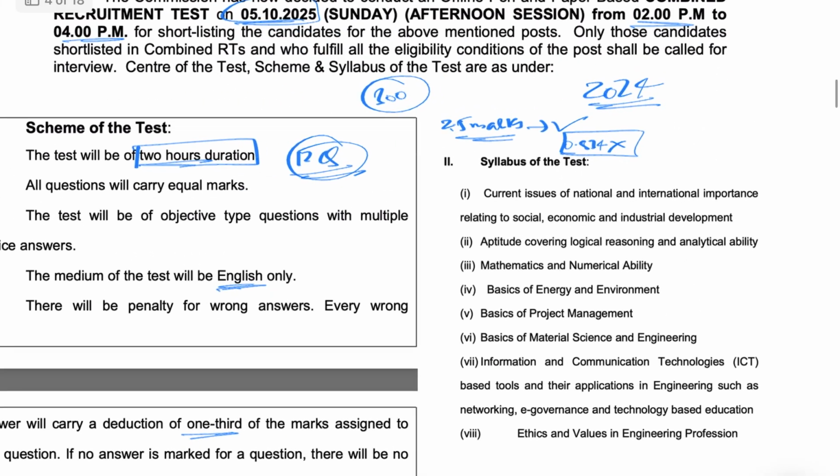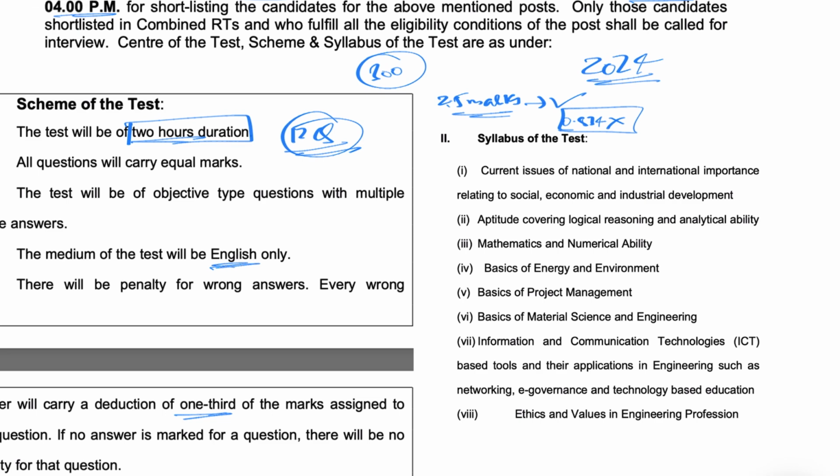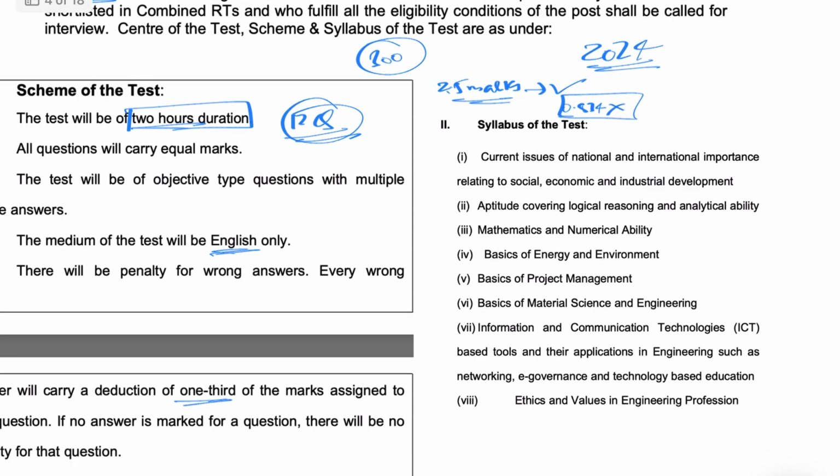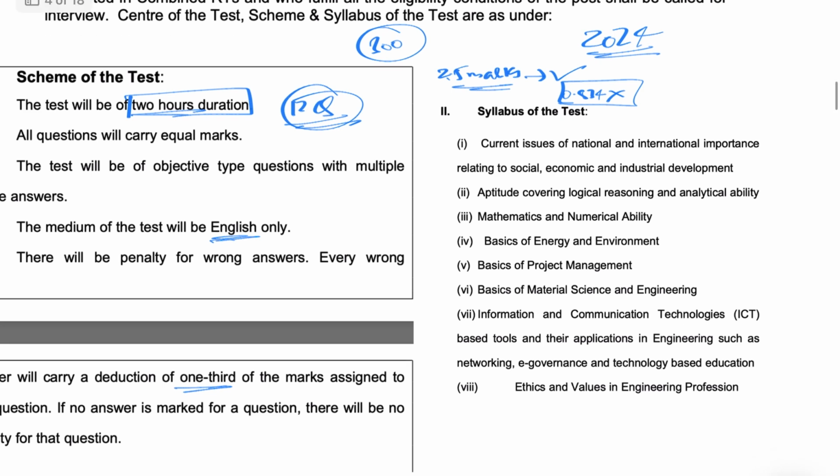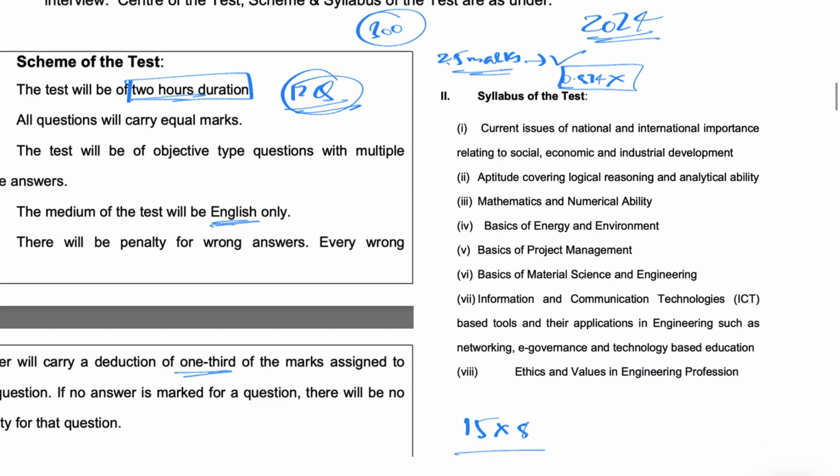Coming to the syllabus, a total of 8 topics were given, and approximately 15 questions will be coming from each section, so 15 into 8, 120 questions. In our case, for each subject, out of 15 questions, I think mostly the situation will be the same for this year's paper also.